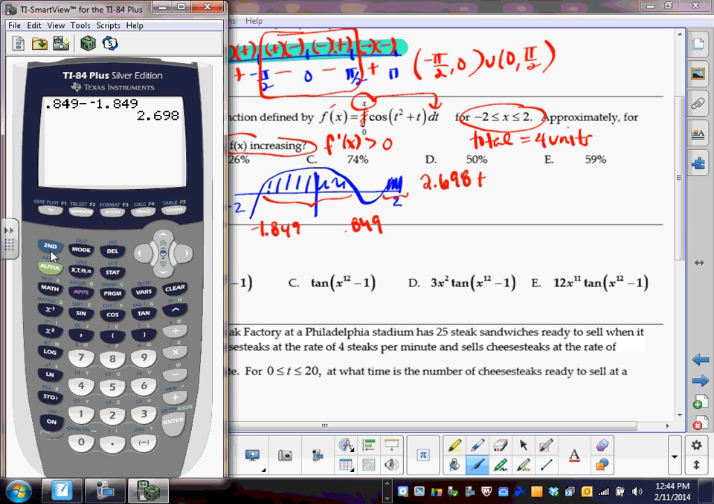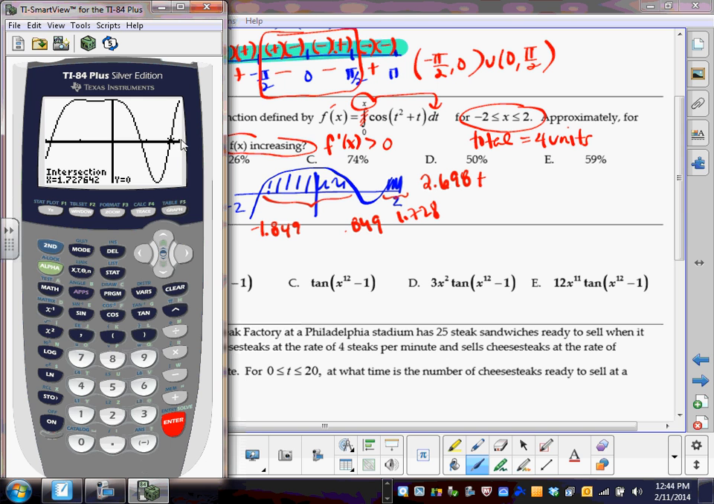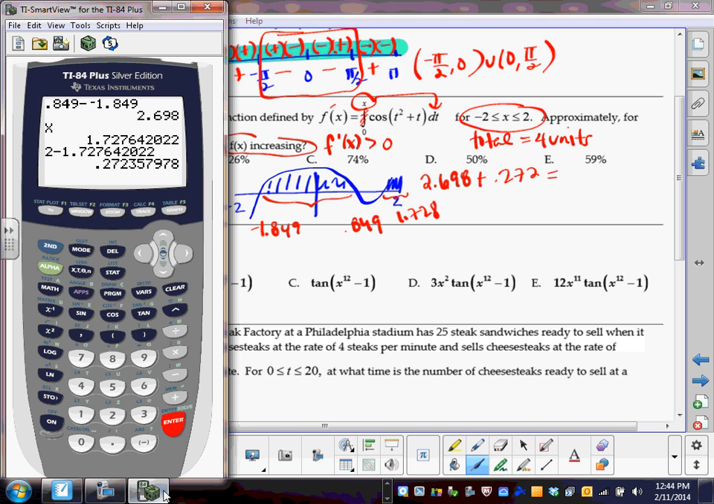So if we find that intersection, and this appears to be closer to 1.7, 1.728, then that distance is how far from 1.728 to 2. Since that x was the one I was just on, I can do 2 minus the previous x value and get 0.272. So the width that's positive altogether is the 0.272 and the 2.698.